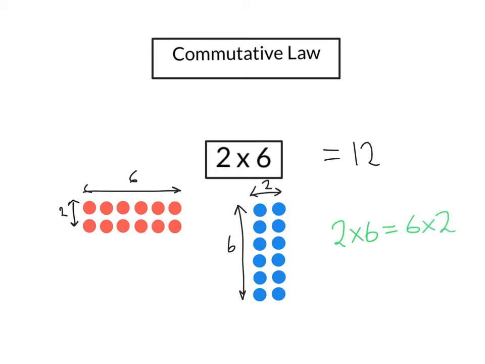And when you can swap things around like that, we say that it is commutative. So multiplication is commutative, and also addition is commutative as well. So for example, 1 add 2 would be the same as 2 add 1. They're both equal to 3.